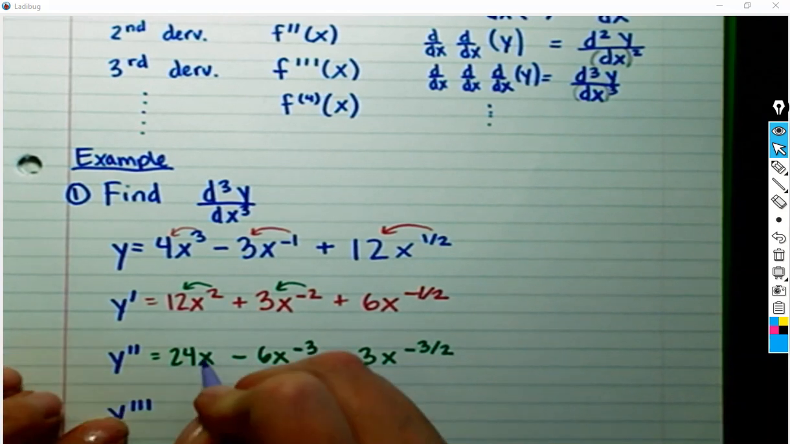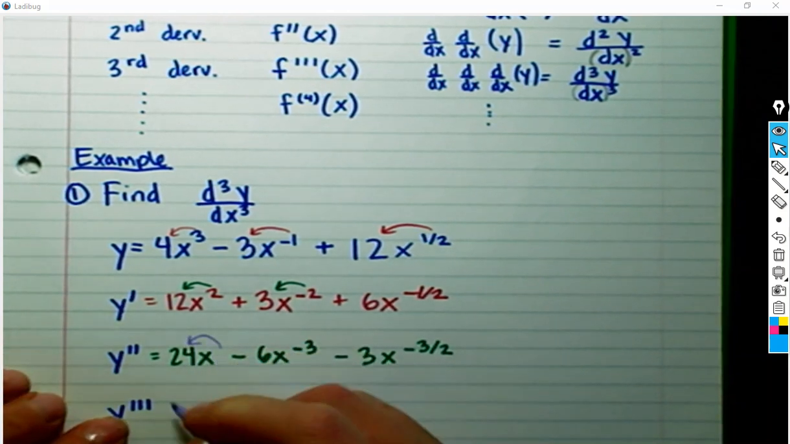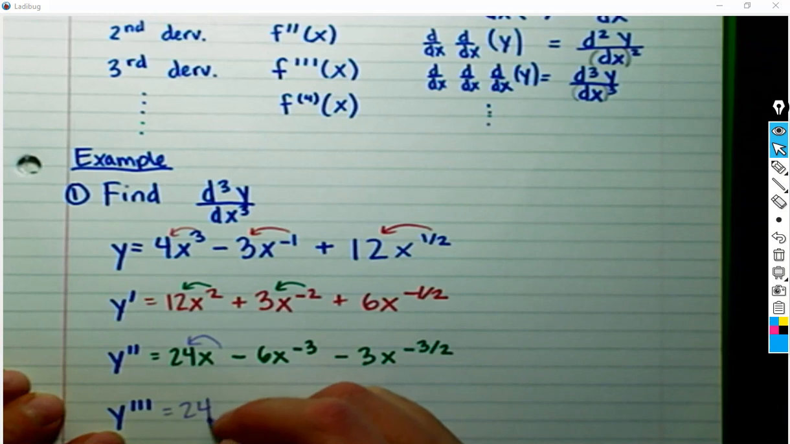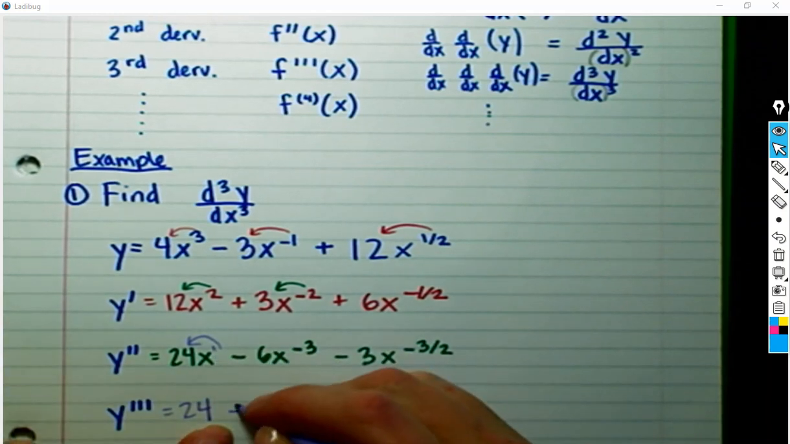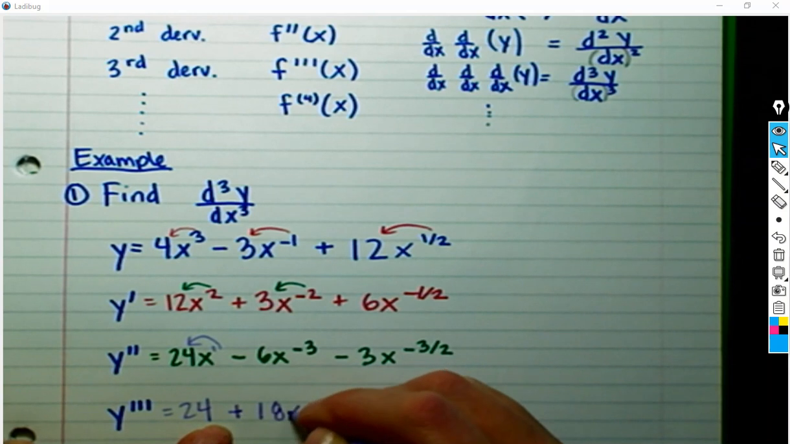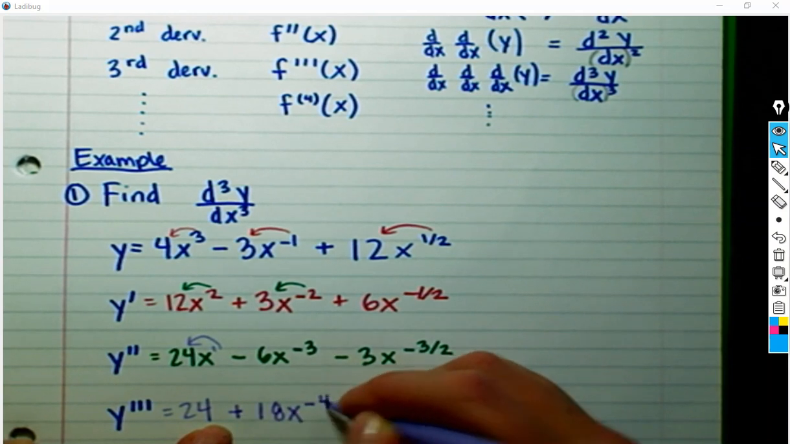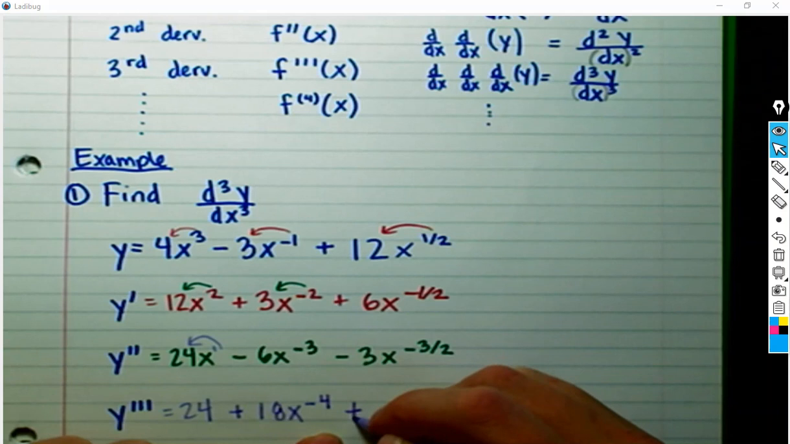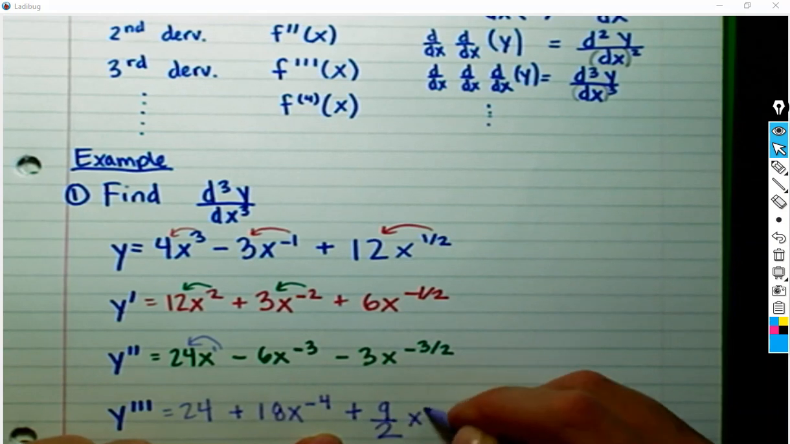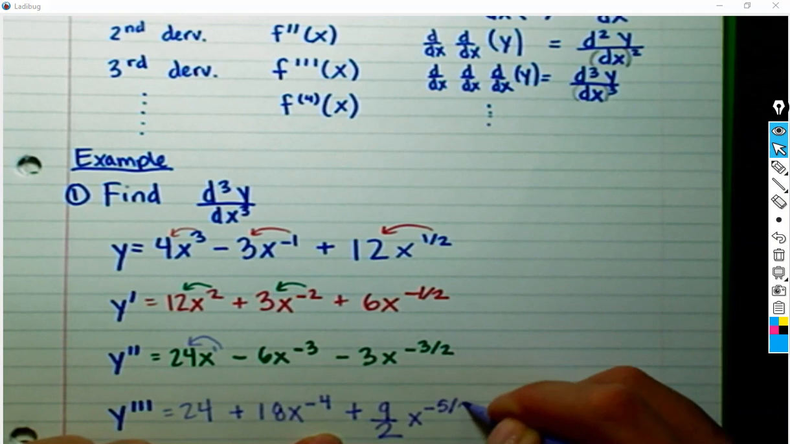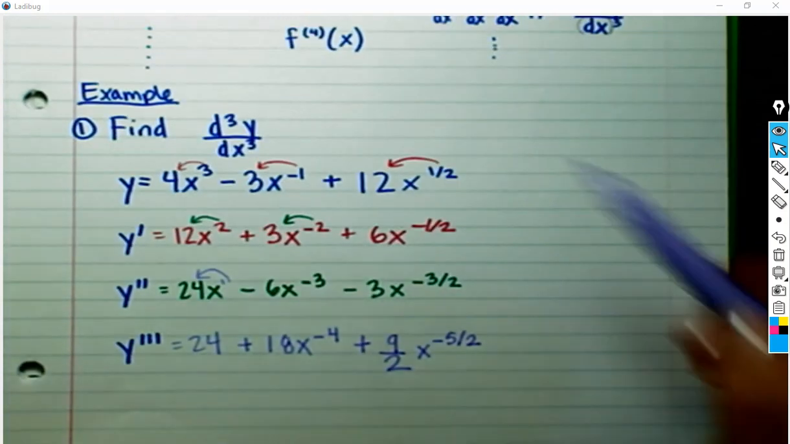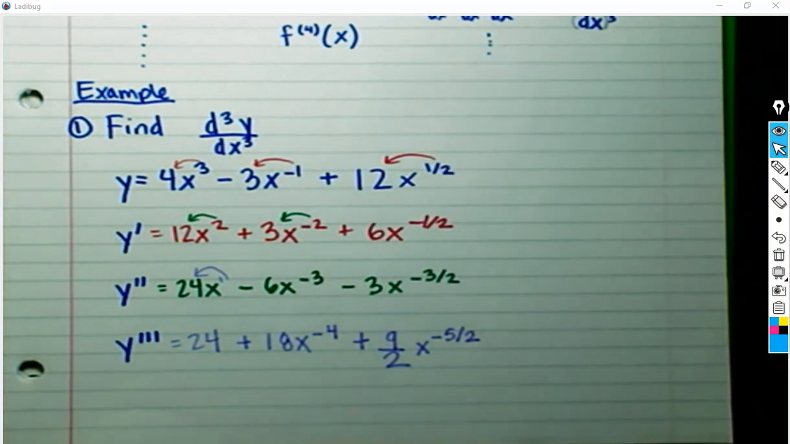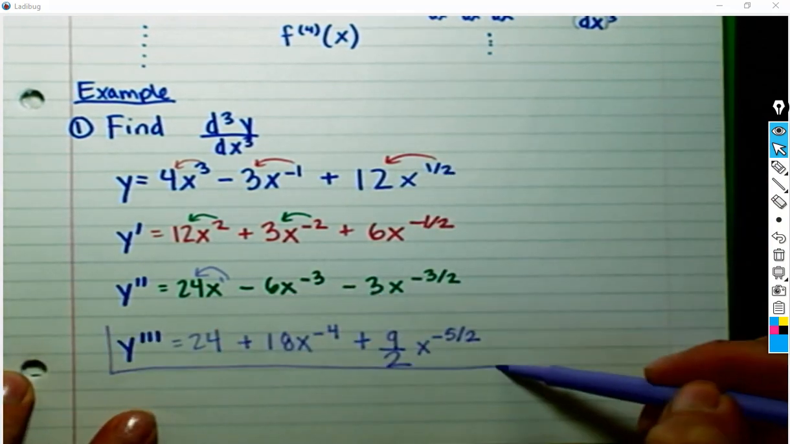Okay, here we go. One more time. 24x to the 0, so that goes away, plus 18x to the negative 4, plus 9 over 2 x to the minus 5 over 2. That's it. You just do the power rule however many times it asks you to, in a row.